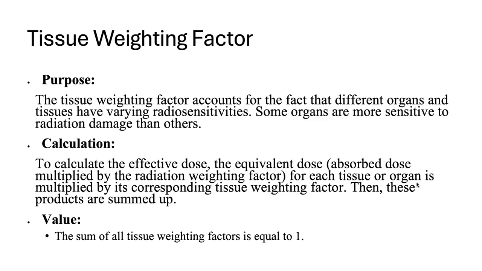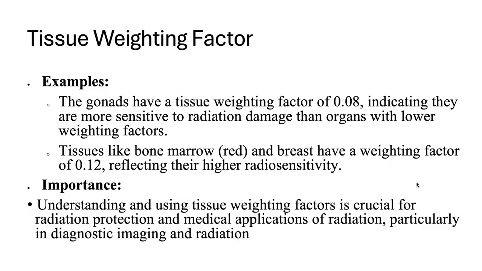The gonads have a tissue weighting factor of 0.08, meaning they're more sensitive than something like other organs. Tissues like bone marrow and breast have a weighting factor that shows they are more highly sensitive. So all you need to do again is recognize that they are more or less sensitive.